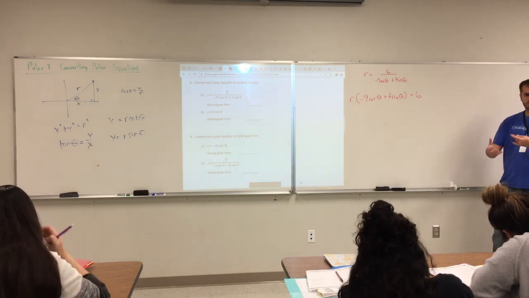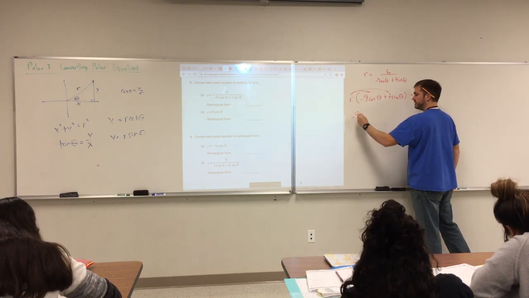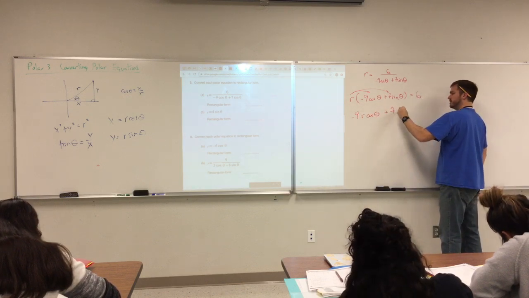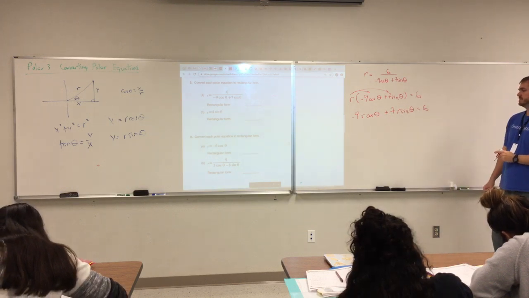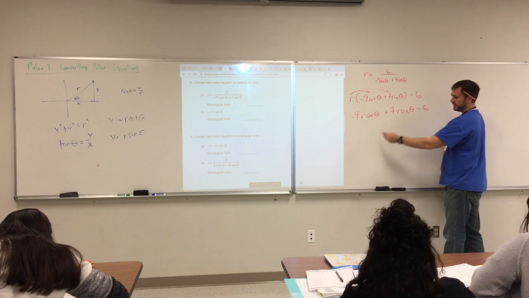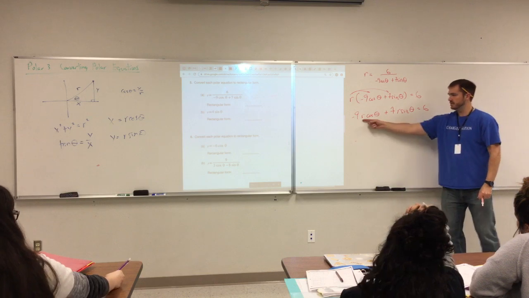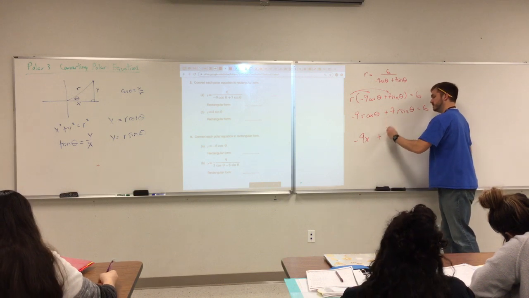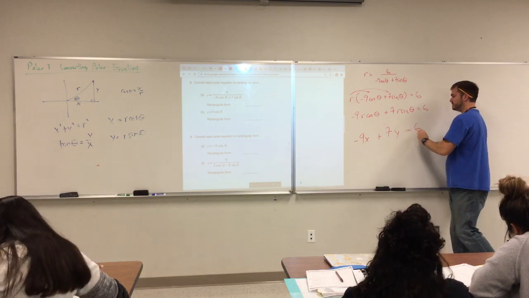You can kind of see this is literally just the reverse of all those other processes. Then I'm going to distribute that R, so I have negative 9 R cosine theta plus 7 R sine theta equals 6. Looking at our key formulas, class, what is R cosine theta? X, so we have negative 9x plus 7. Class, what was R sine theta? It was Y, so 7y equals 6.